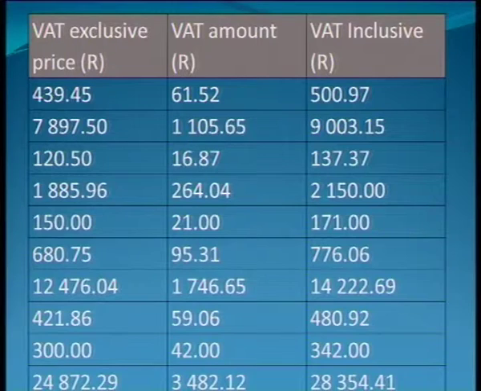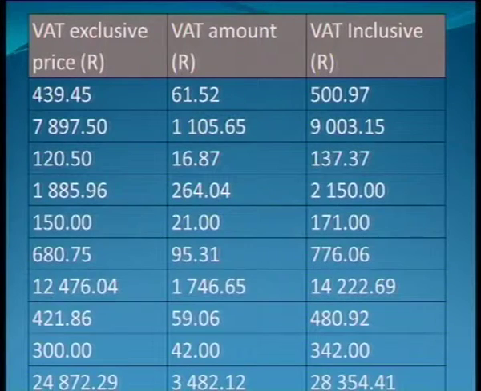Your VAT exclusive price is the amount before any VAT is charged. For example, if the good costs $100, the rate of the VAT is 14%. Your amount for the VAT is the 14% times your VAT exclusive amount. Your VAT inclusive amount is the total of your VAT exclusive amount plus your VAT amount.